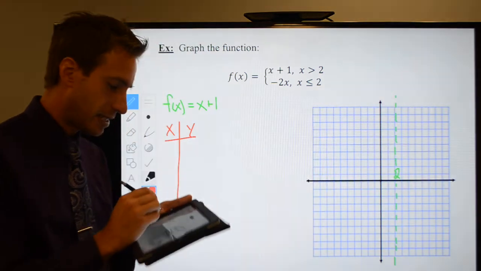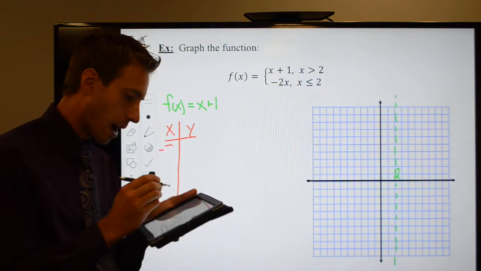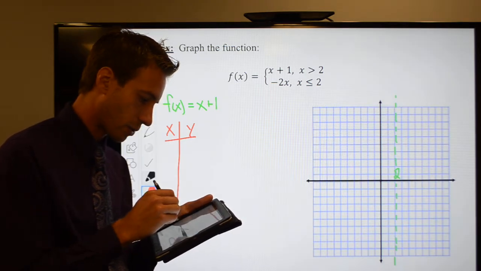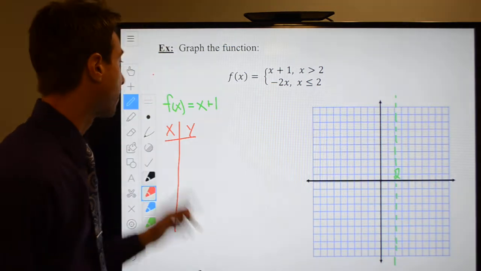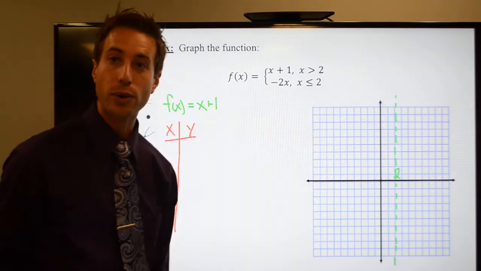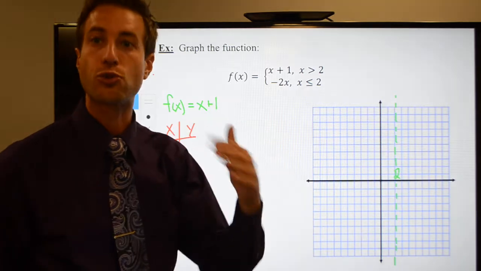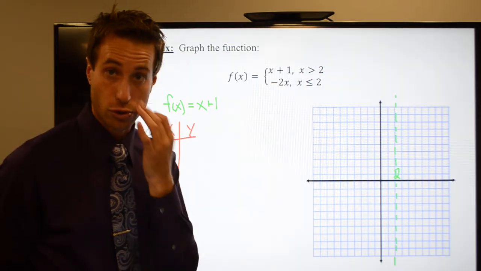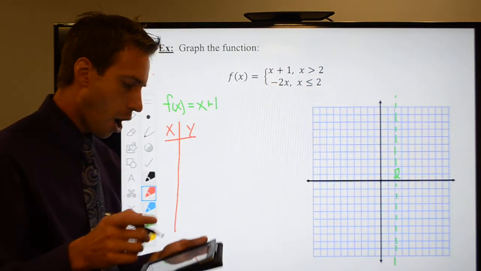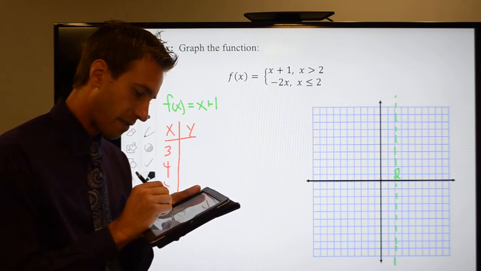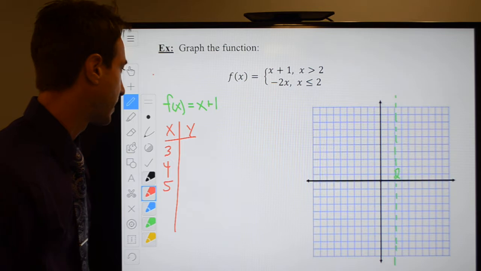All right, we're going to pick some easy values to work with. Nope, I apologize, not easy values to work with. So sorry. You need to pick values of x that go with the inequality. This tells me that I need values of x that are strictly greater than 2. Well, that means that I need 3, 4, and 5. That should be plenty. Let's see what happens.